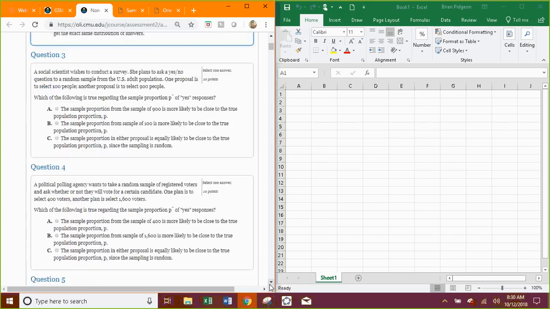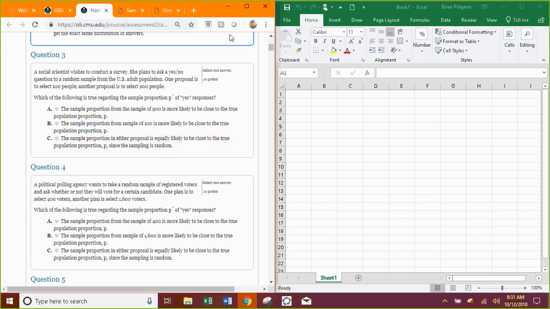A social scientist wishes to conduct a survey. She plans to ask a yes or no question. One proposal is to select 100 people. Another proposal is to select 900. Which of the following is true regarding the sample proportion of yes? The sample proportion of the sample of 900 is more likely to be close to the true proportion. The sample proportion from a sample of 100 is more likely to be close to the true proportion. Equally likely.